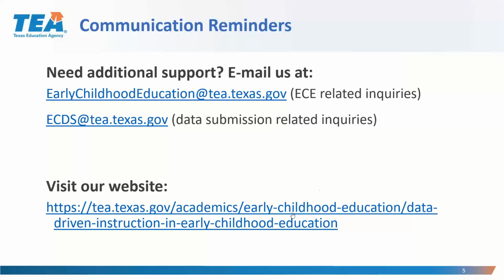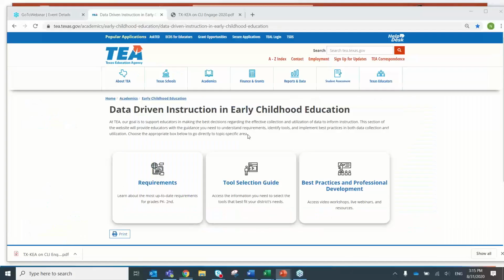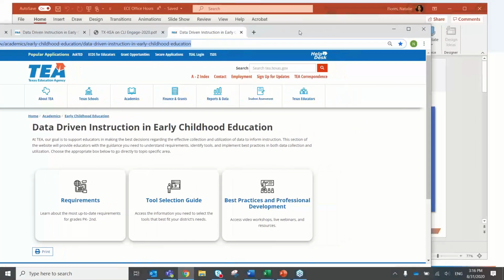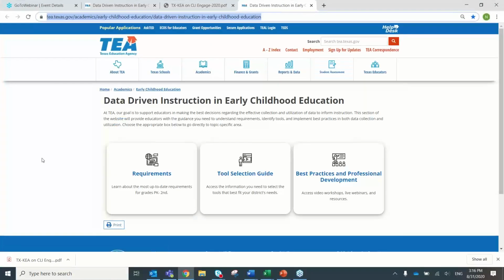So I will just briefly take us to the data-driven instruction website, that way you guys can see where all of this is. There it is. All of this information that we give to you is on this website as well. It's either under the requirements, the tool selection guide, or best practices in professional development. So I urge you to send your teachers to the TEA website. Let them get comfortable with navigating this so that you're not always doing it for them.